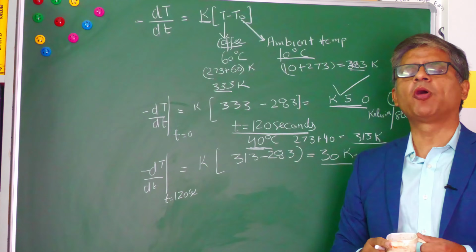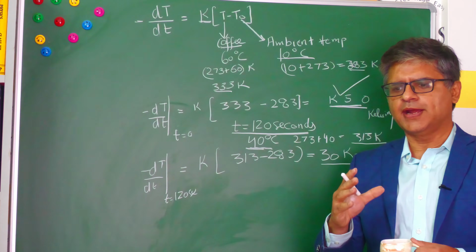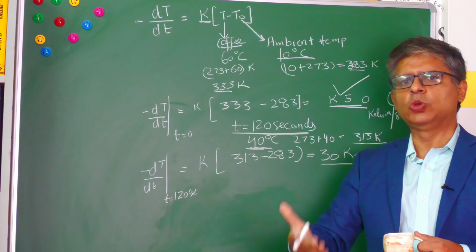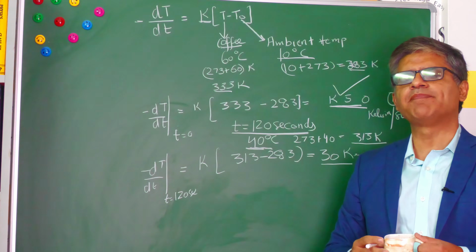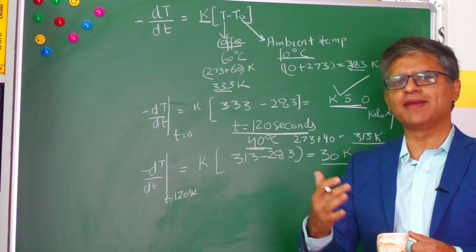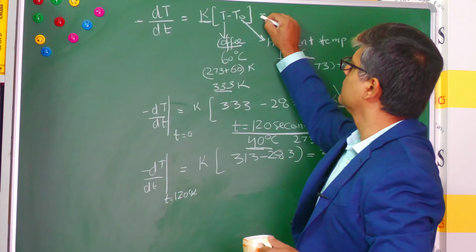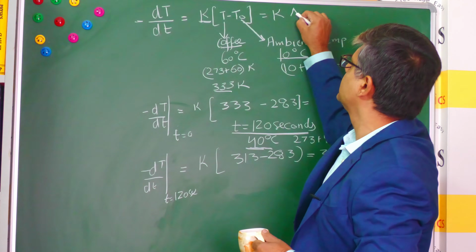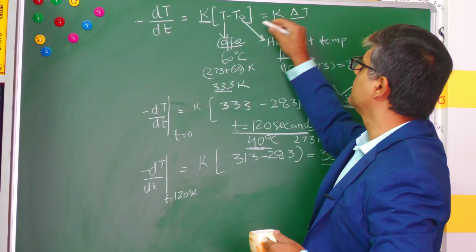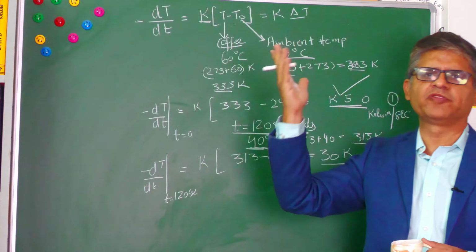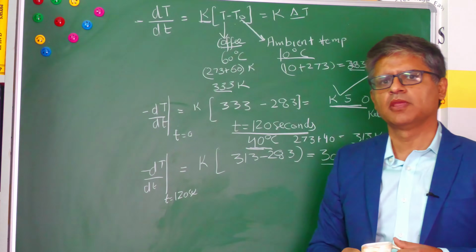right? So it's very important to understand Newton's law, that the rate at which you lose temperature as time progresses is dependent on the difference between the temperature of the body and the ambient temperature, which is the temperature of this room, which I said is 10 degrees, right?